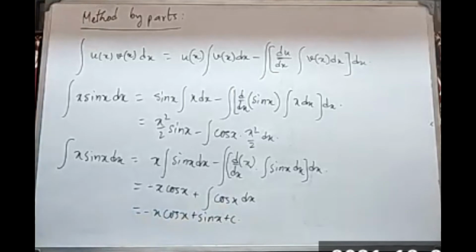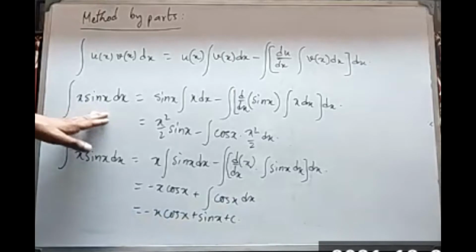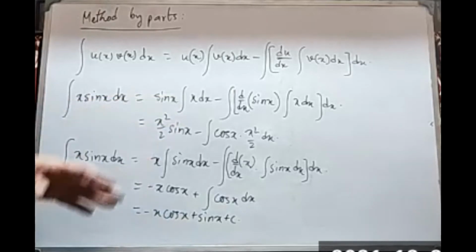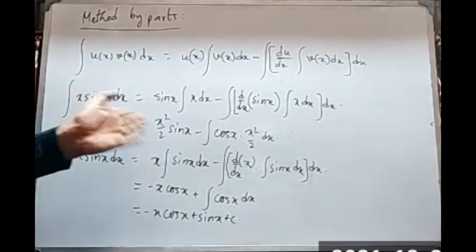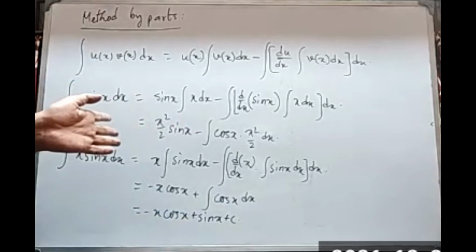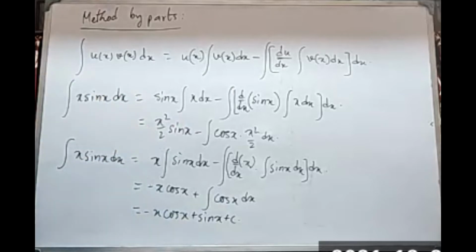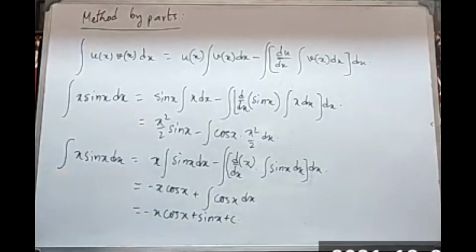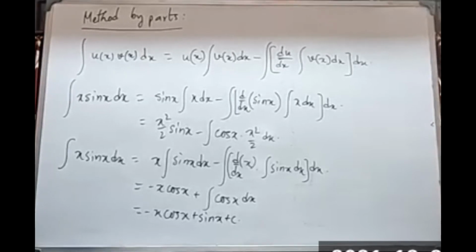That means the order is important here. Which one we are differentiating, which one we are integrating, which function to differentiate, which function to integrate, this choice is important here. If you are taking the wrong choice, integration will not be done, or it can be lengthy. So the order or the choice should be made properly.